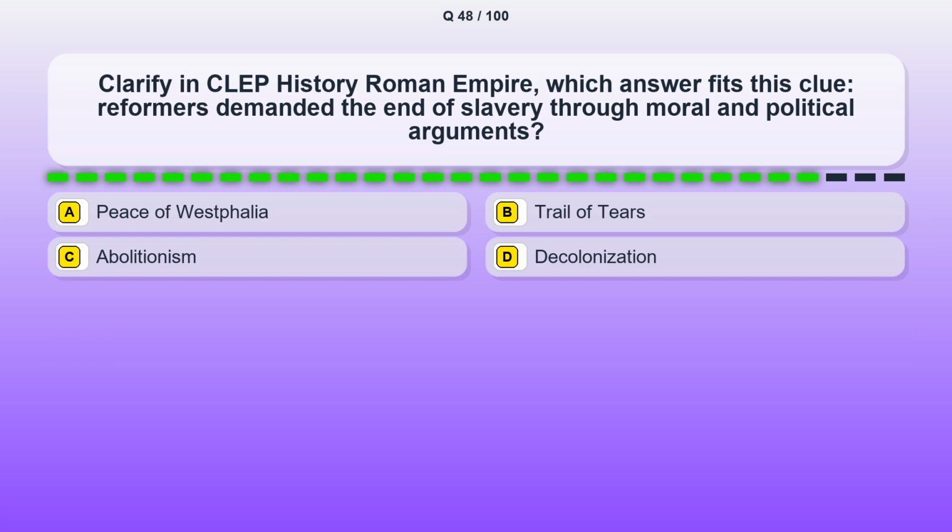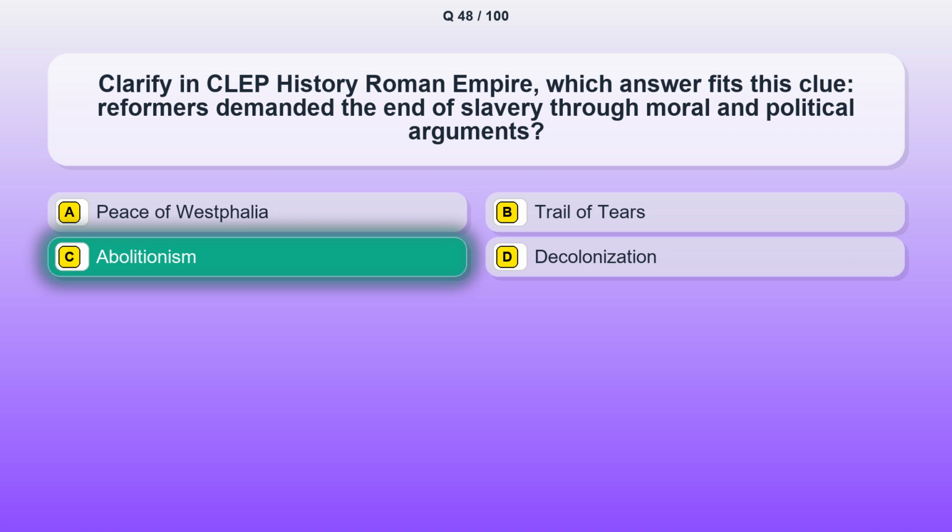Question 48. Clarify in CLEP History Roman Empire, which answer fits this clue? Reformers demanded the end of slavery through moral and political arguments. Option A, Peace of Westphalia. Option B, Trail of Tears. Option C, abolitionism. Option D, decolonization.